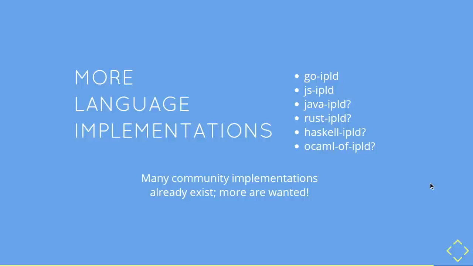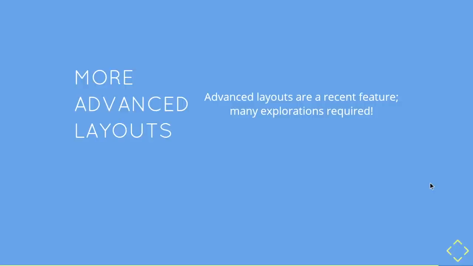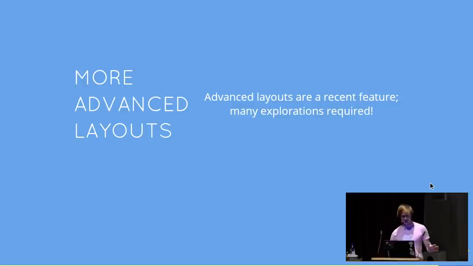Some of the other stuff that would be really cool to see is, of course, more language implementations. Like I mentioned earlier, we've got Go and JS and a bunch of other community ones. More are wanted. And the schema stuff being really recent is something we've only got early drafts of in Go and JS. So people to try that concept out and bring it to more language implementations, super desirable. The advanced layouts are new, exploration required. Can you find a better way to shard terabytes of data than any other human before? Try it.